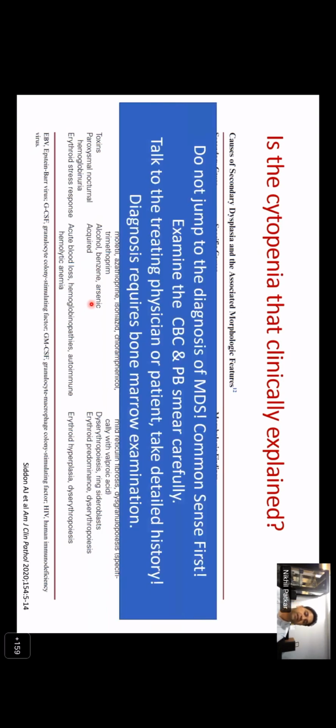Now, the most important thing is do not jump to the diagnosis of MDS. Common sense first. Examine the CBC and peripheral blood film, talk to the treating physician, or talk to the patient and take a detailed history. The diagnosis of MDS categorically requires a bone marrow examination, because on the peripheral blood film you must remember that there is an entity known as aleukemic leukemia, where the patient's bone marrow will be leukemic, but the blood film will show cytopenia, and you might misdiagnose this as MDS.